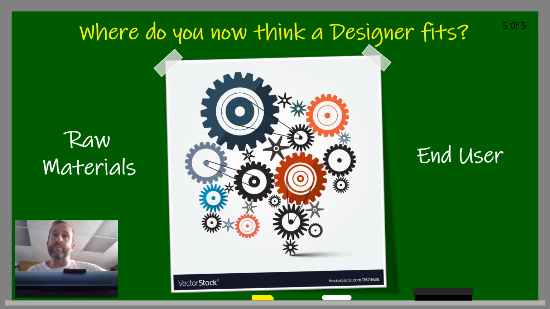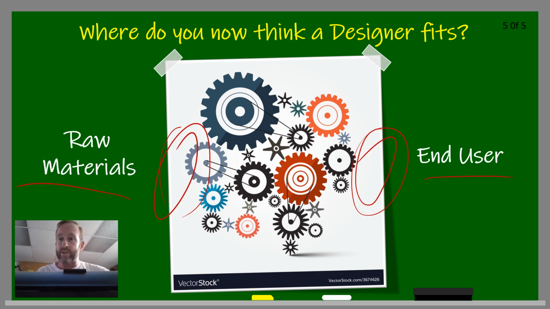Now we're back to that picture from the beginning. Remember we talked about raw materials to start, end user and end product. And I think I talked about people on this side near raw materials and people on the end user side. And at the same time, there's stuff going on in the middle here, right? A lot of decisions being made.